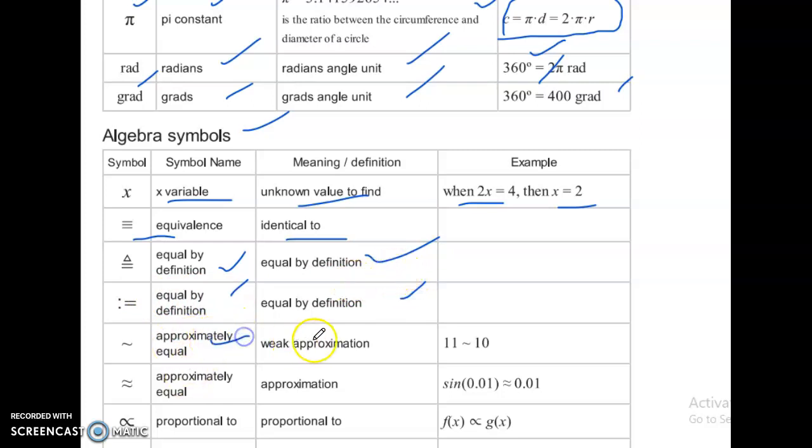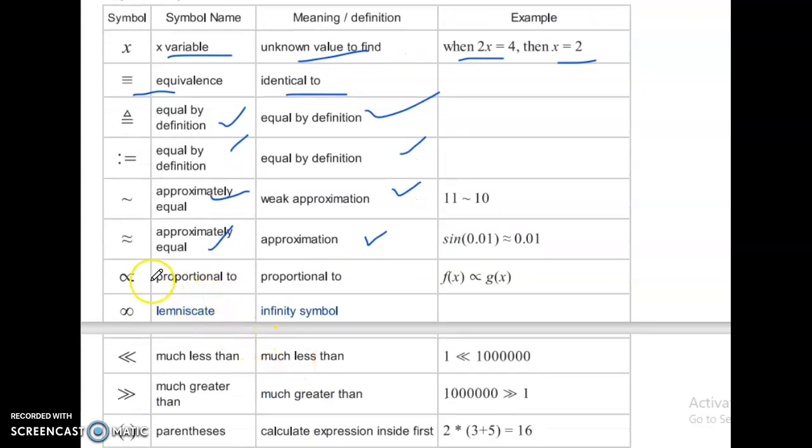Approximately equal, weak approximation: approximation to 10. Approximately equal sign: 0.01 approximately equal to 0.01. Proportional to: f of x proportional to g of x. Lemniscate, infinity symbol. This is the infinity symbol we already know.